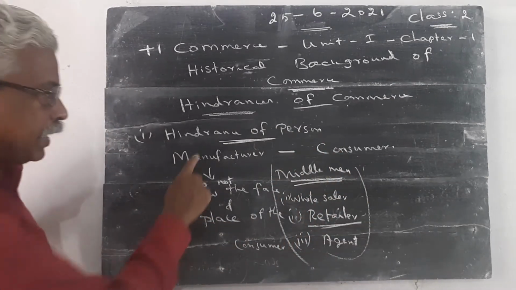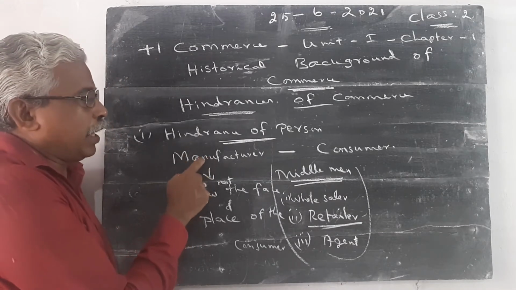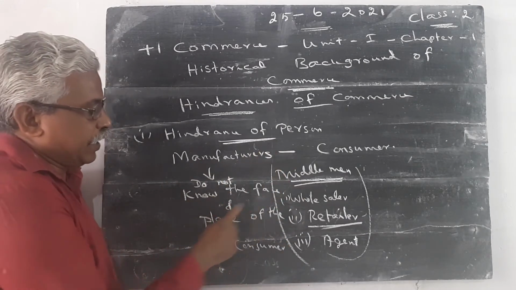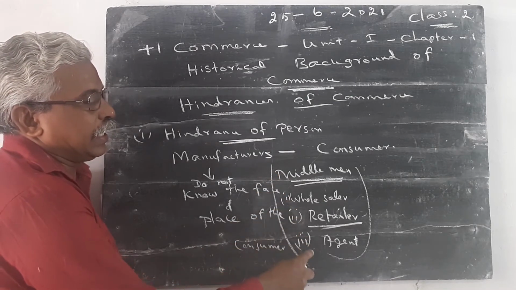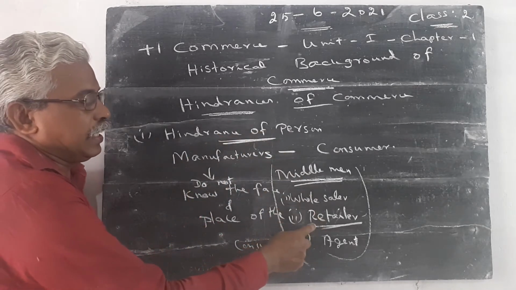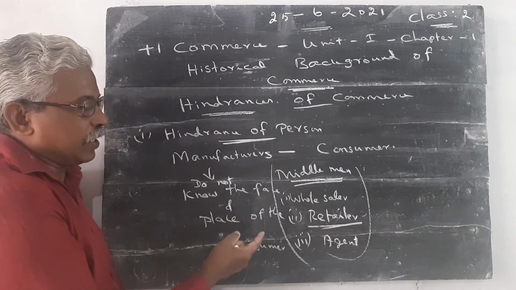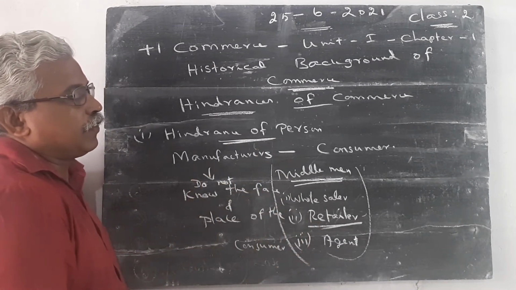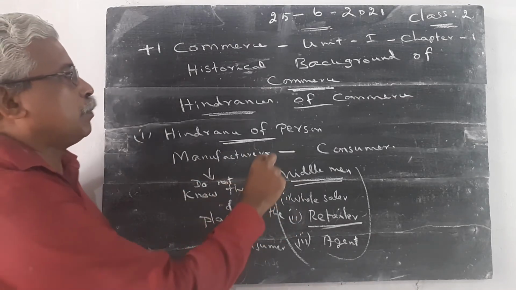Once again, hindrance of person. The manufacturer manufactures the product, but the manufacturers do not know the face and place of the consumer. Some middlemen like wholesaler, retailer and agents are involved to transfer the goods from the manufacturer to the consumer. The retailer knows the face, place, taste, preference and everything. So the role of the retailer is very, very important to reach the product to the consumer. This difficulty is called hindrance of person.